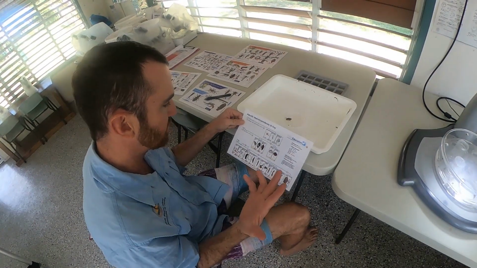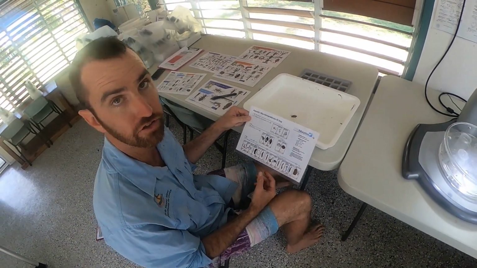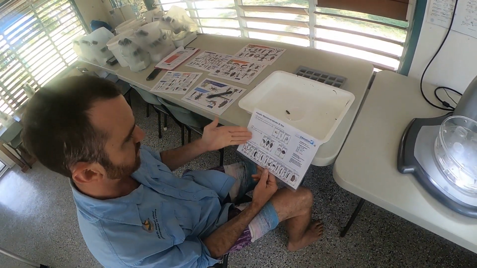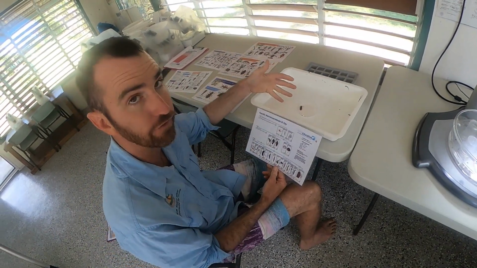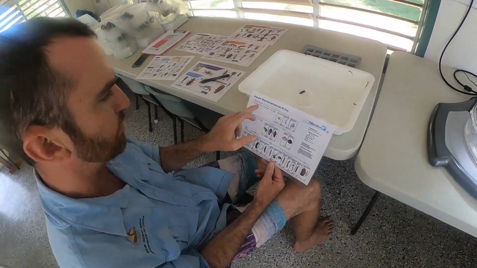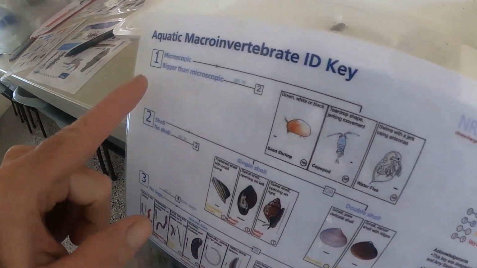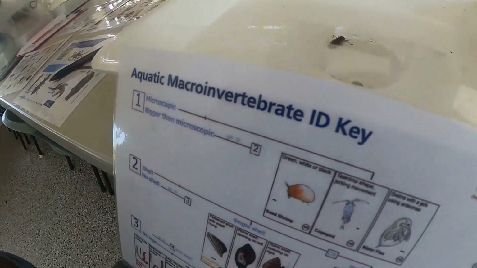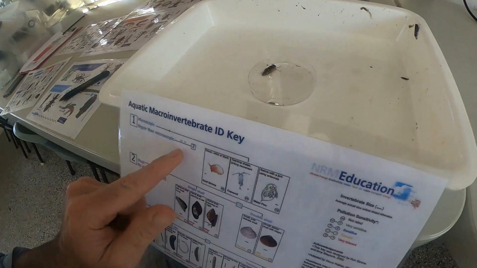Hey, so this is a dichotomous key. This is used for upper primary and your secondary groups. All right, so what we're going to do is work through these questions to identify what we found before. So what I do is I go to number 1. Is it microscopic or bigger than microscopic? Well, I can see it with my eyes, so it's macro, so I go to 2.